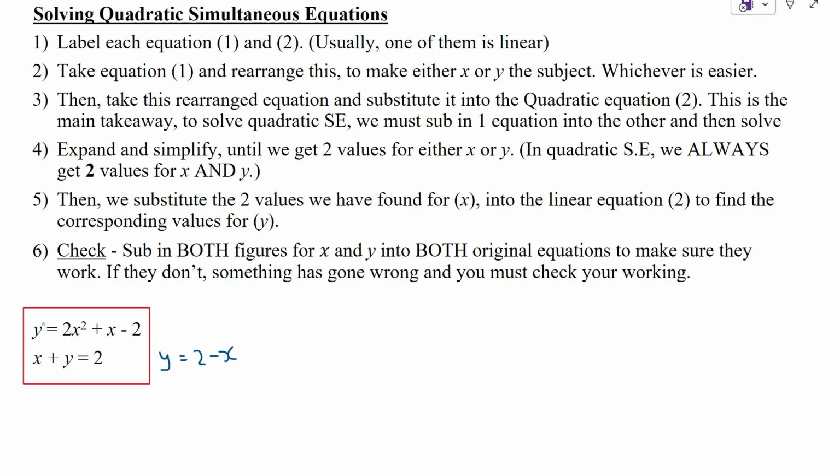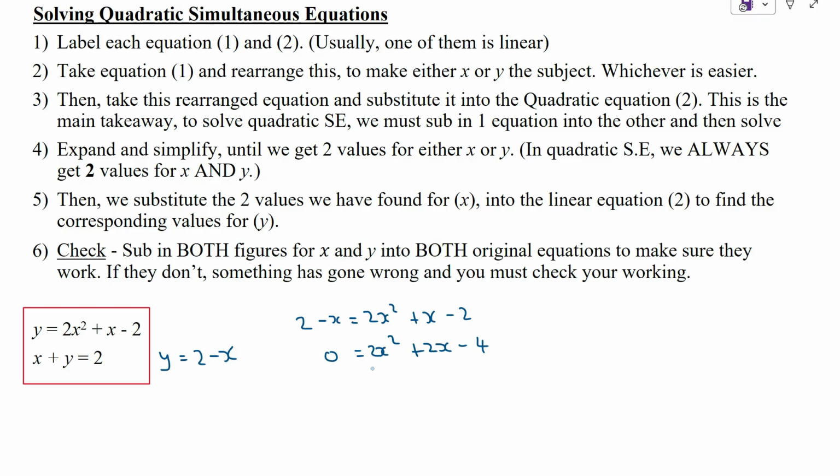So here we have an equation for y, which is this. So we're going to sub this into the first equation. So 2 minus x equals 2x squared plus x minus 2. Now, in order to solve this equation, we need it to equal 0. So let's take this over to the other side. So we're going to plus x, and we're going to minus 2.